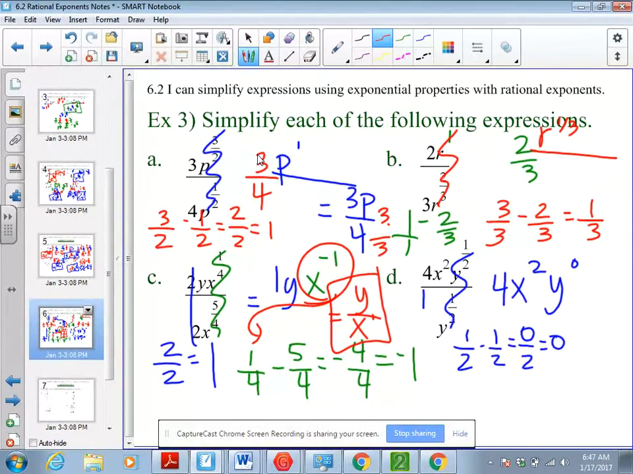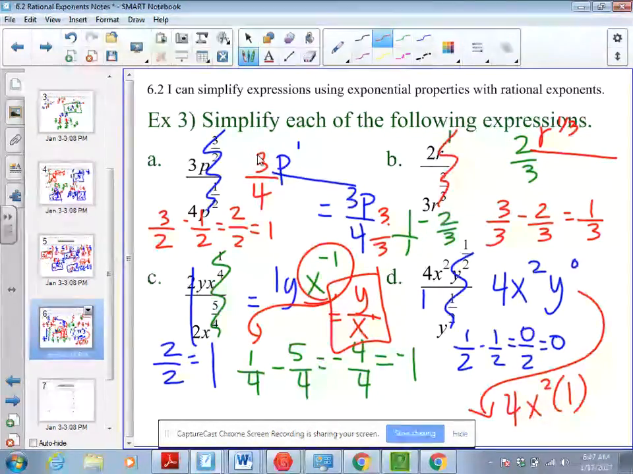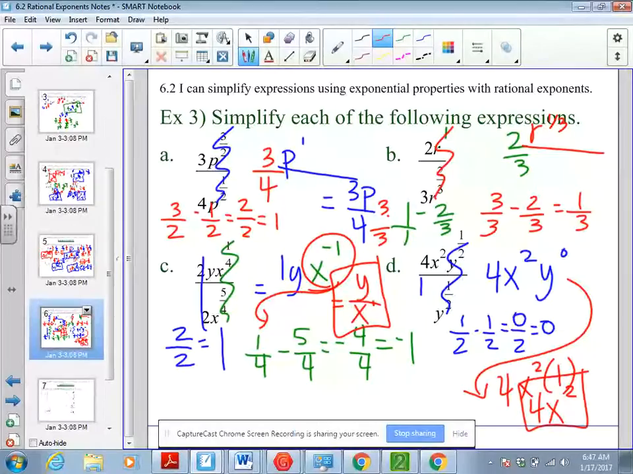This should also be raising a red flag. If you remember, anything raised to the 0 power is just 1. So that means my answer is 4x squared times 1, which we know anything times 1 is just itself. So your answer then, 4x squared.